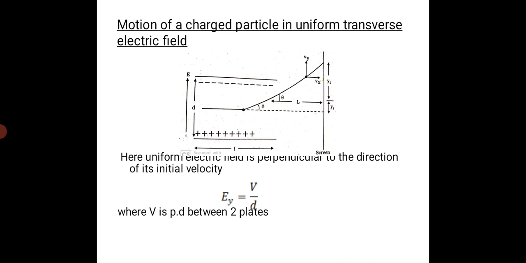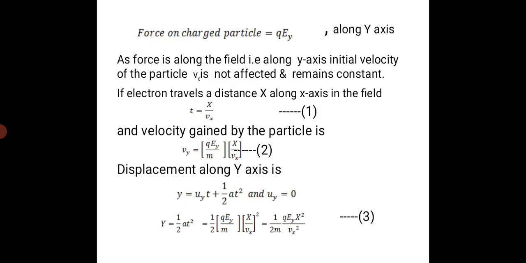Here two plates, that is a positive plate and a negative plate of the electric field, are considered, and the distance between these two plates is d. E represents the direction of the electric field. Here the uniform electric field is perpendicular to the direction of its initial velocity. So Ey represents the electric field in y direction. Because it is applied in y direction, there is no electric field in x direction. And Ey is equal to V by d, where V is potential difference between two plates.